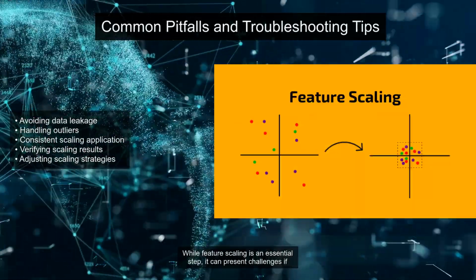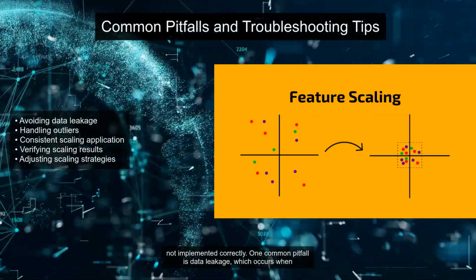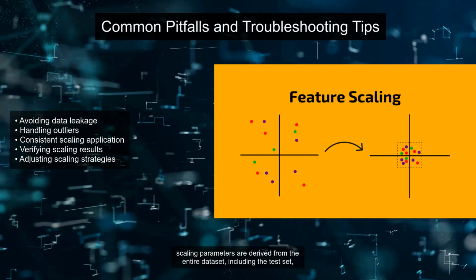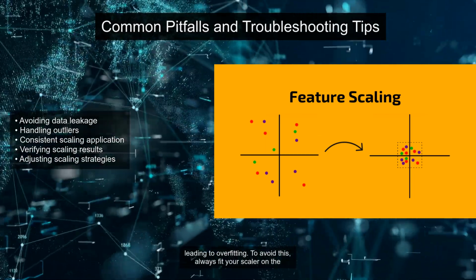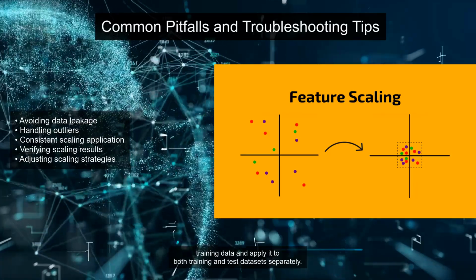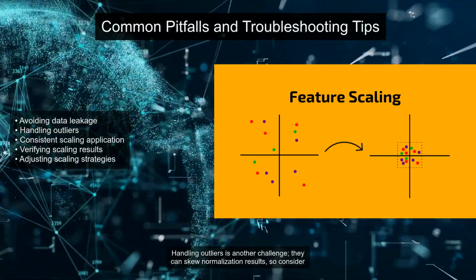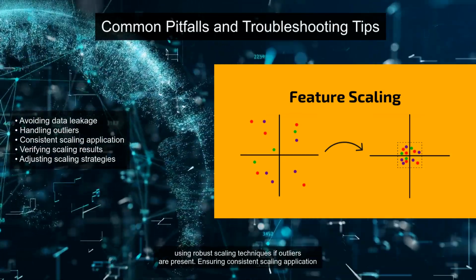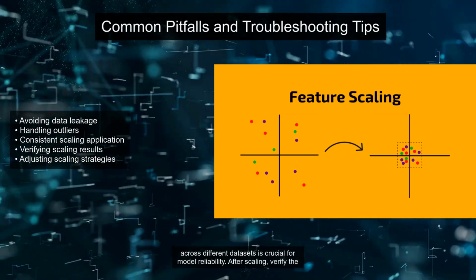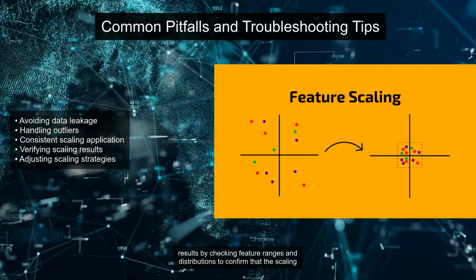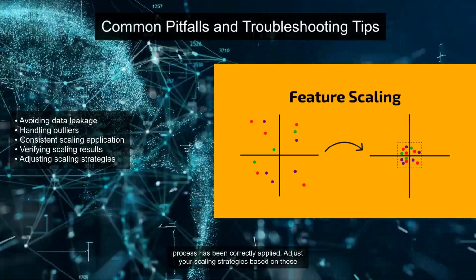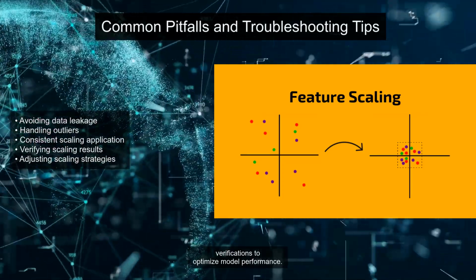While feature scaling is an essential step, it can present challenges if not implemented correctly. One common pitfall is data leakage, which occurs when scaling parameters are derived from the entire dataset, including the test set, leading to overfitting. To avoid this, always fit your scaler on the training data and apply it to both training and test datasets separately. Handling outliers is another challenge. They can skew normalization results, so consider using robust scaling techniques if outliers are present. Ensuring consistent scaling application across different datasets is crucial for model reliability. After scaling, verify the results by checking feature ranges and distributions to confirm that the scaling process has been correctly applied. Adjust your scaling strategies based on these verifications to optimize model performance.